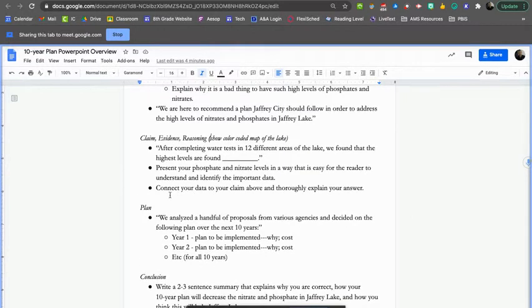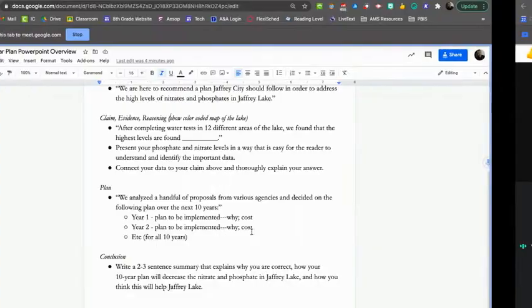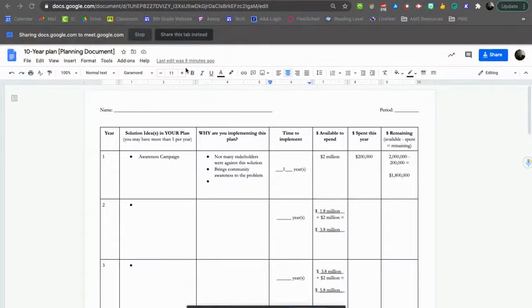Once you get through your group CER as to where you think the pollution is entering, you'll start getting into your actual plan. This might seem like a big place to start, and so to help us, I have this, which is our 10-year plan planning document.